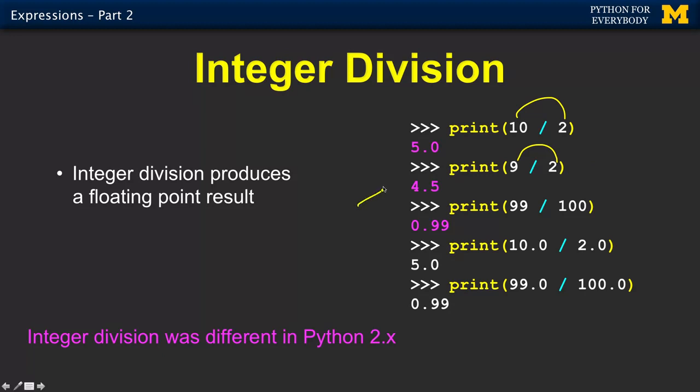Think about if you put in 9 divided by 2 in a calculator, you wouldn't expect it to say 4. And in Python 2, it said 4. It actually truncated. It actually threw this bit away. But in Python 3, it just automatically converts divisions to floating point, and so it works out quite nice. Okay, so 9 over 2 is 4.5. In Python 2, this used to be 4. And then 99 over 100 is 0.99, exactly what you'd expect in Python 3.